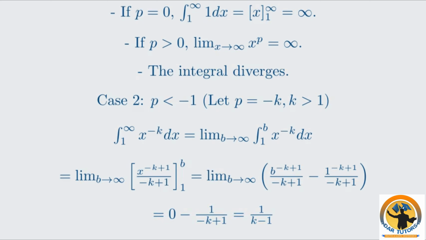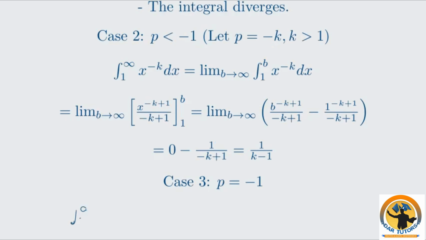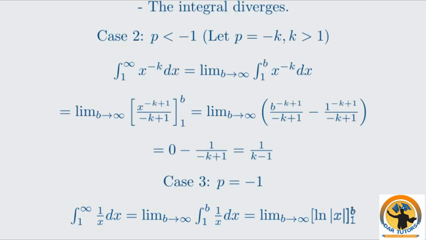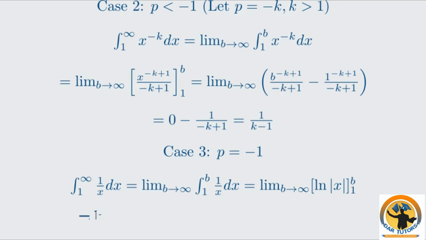Finally, let's look at the special case where p equals -1. The integral is from 1 to infinity of 1 over x dx. The antiderivative of 1 over x is the natural logarithm of x. Evaluating this gives us the limit of ln b minus ln 1. Since ln 1 is 0, this is just the limit of ln b. As b approaches infinity, ln b also approaches infinity. So this integral diverges. This is a very important result.